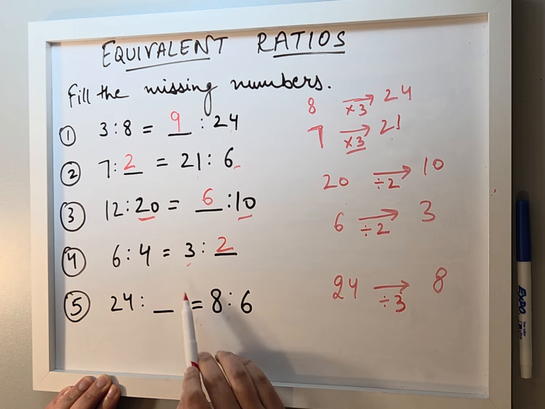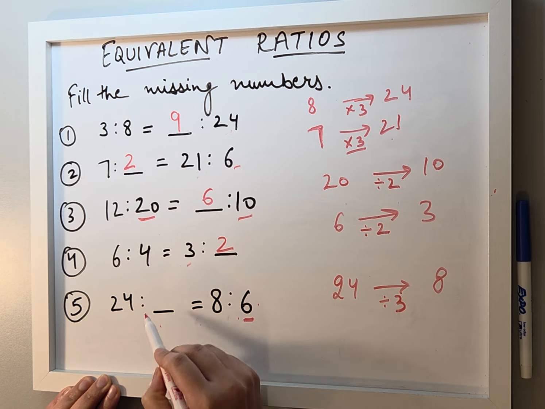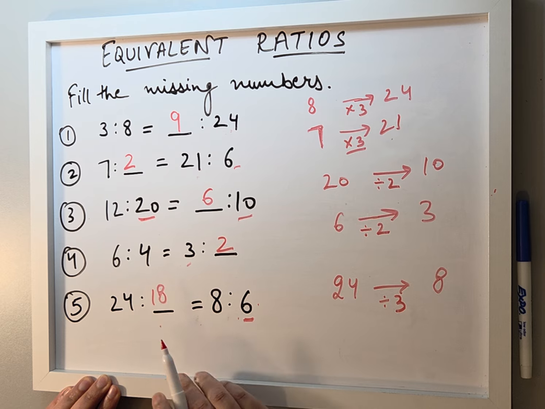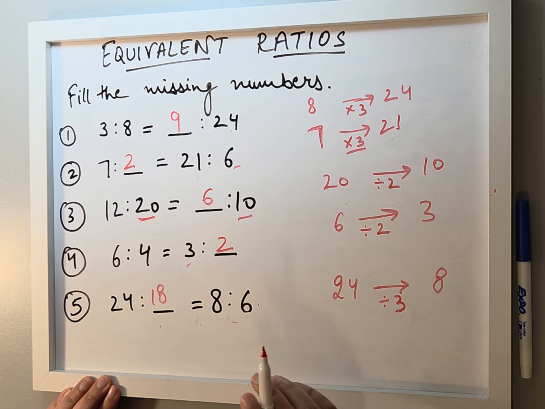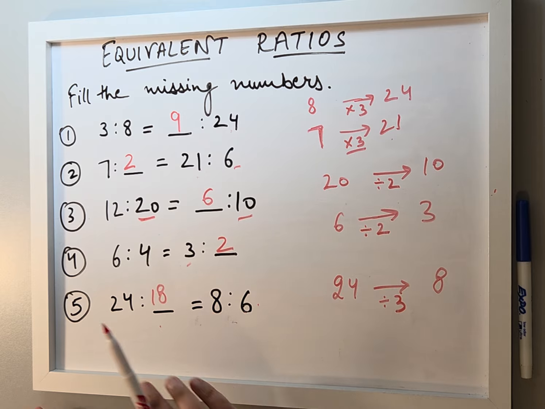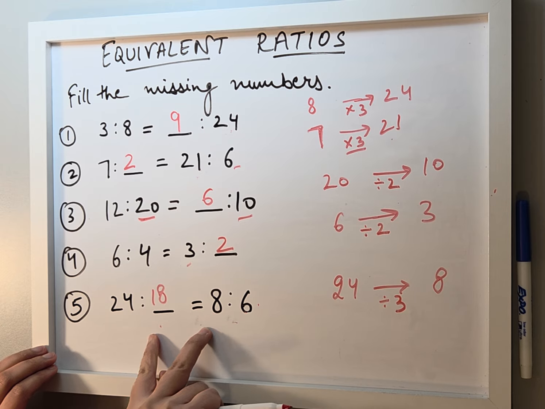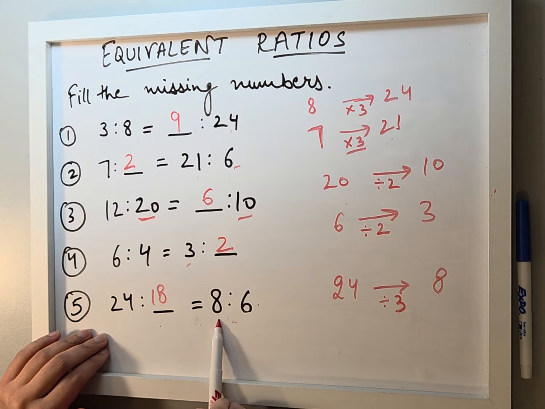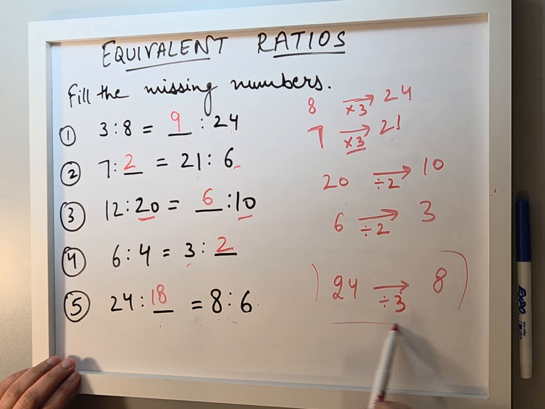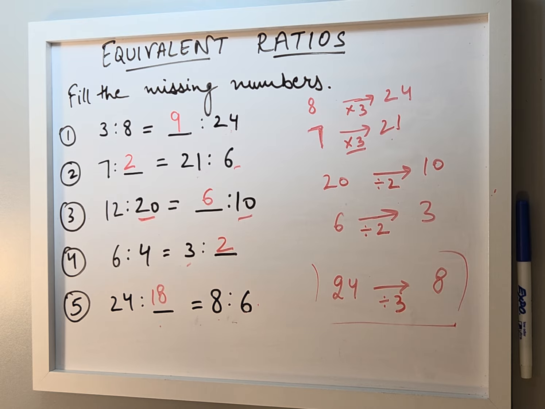Okay. So what number when divided by 3 will give us 6? Basically 6 into 3, 18. So 18 divided by 3 will give us 6. Okay. So this is how you find the missing numbers in equivalent ratios. So just see which numbers are given on both sides of the equation and try to establish the relationship between them and then perform the same operation on the missing parts.